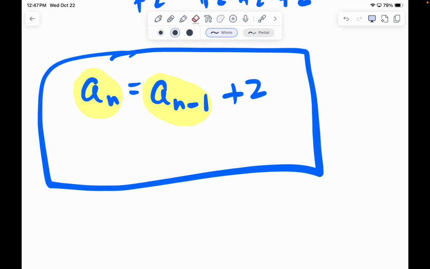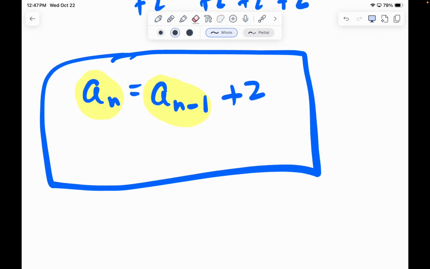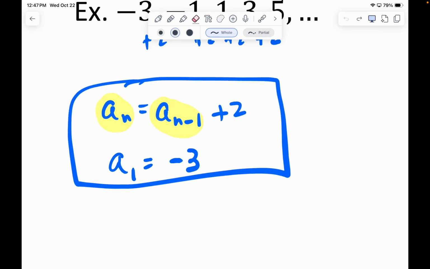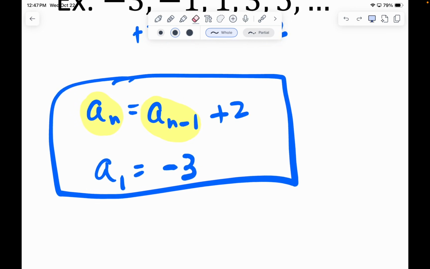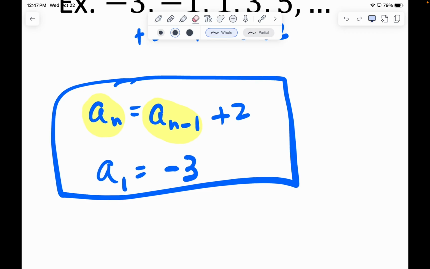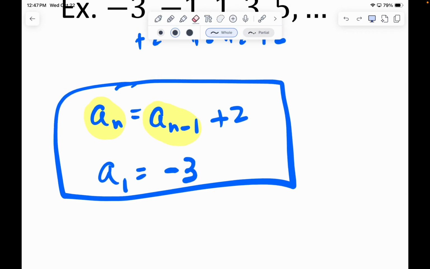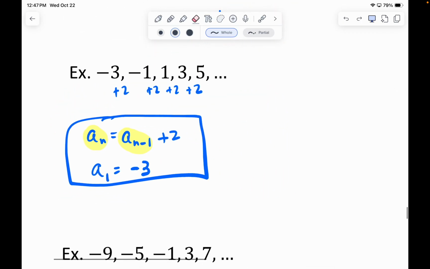I know that it's plus 2, but do I know what the numbers are? No, I don't know where it starts. That's why we have to list the first term. That's why we have to say A1 equals -3. Now I know I'm starting at -3, and I'm adding 2 every time. Okay? All right, here's another thing too.